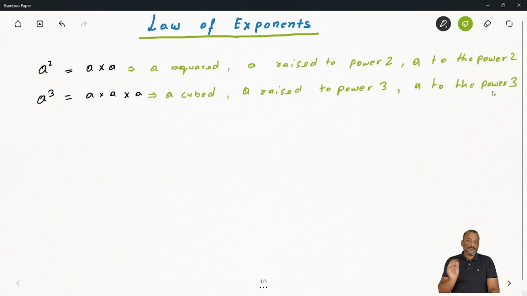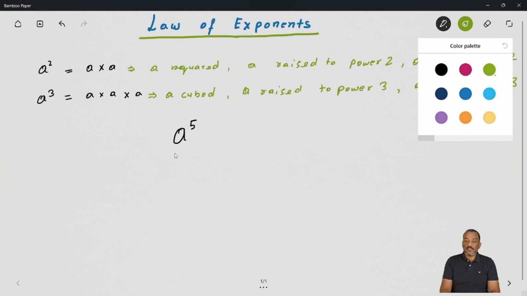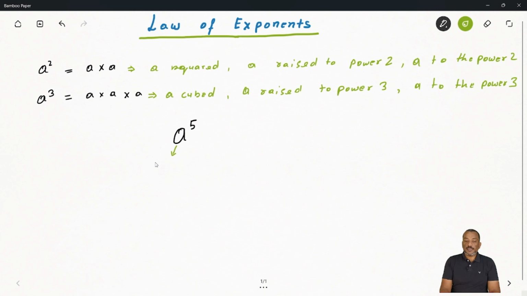You have seen this in our square and cube chapters, but I'm explaining again here: whenever any number apart from 2 or 3 is coming, what is it called? Suppose a has 5, you can say it is neither square nor cube. So in this case we will say a is a base number, a is called the base number, and this 5 is called the exponent.